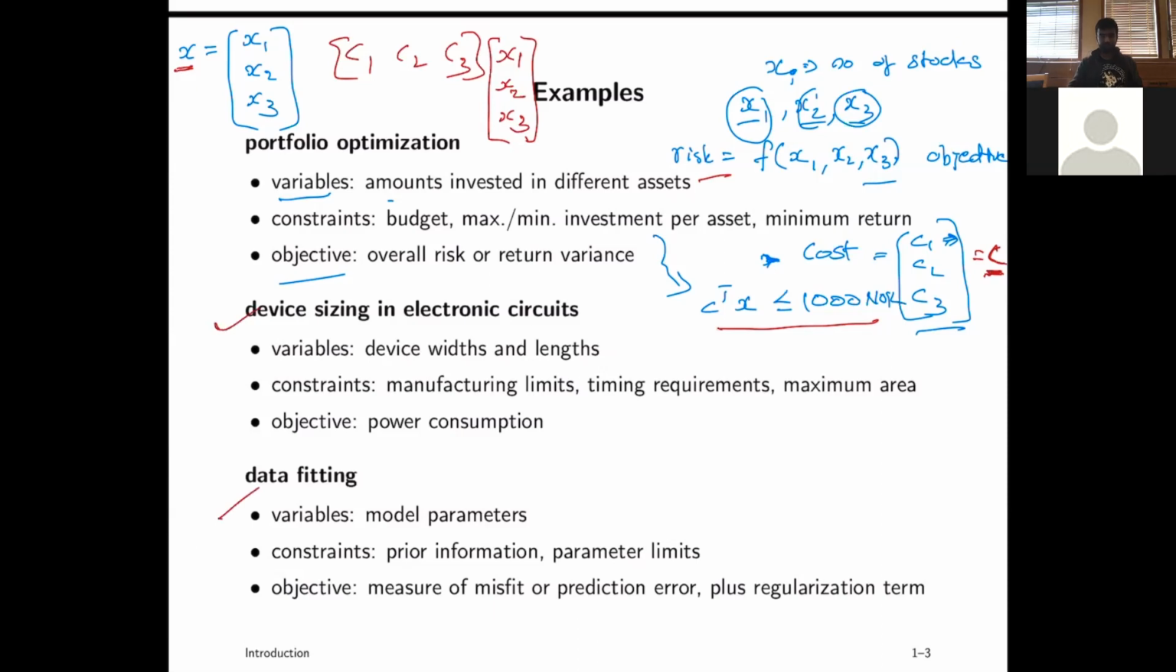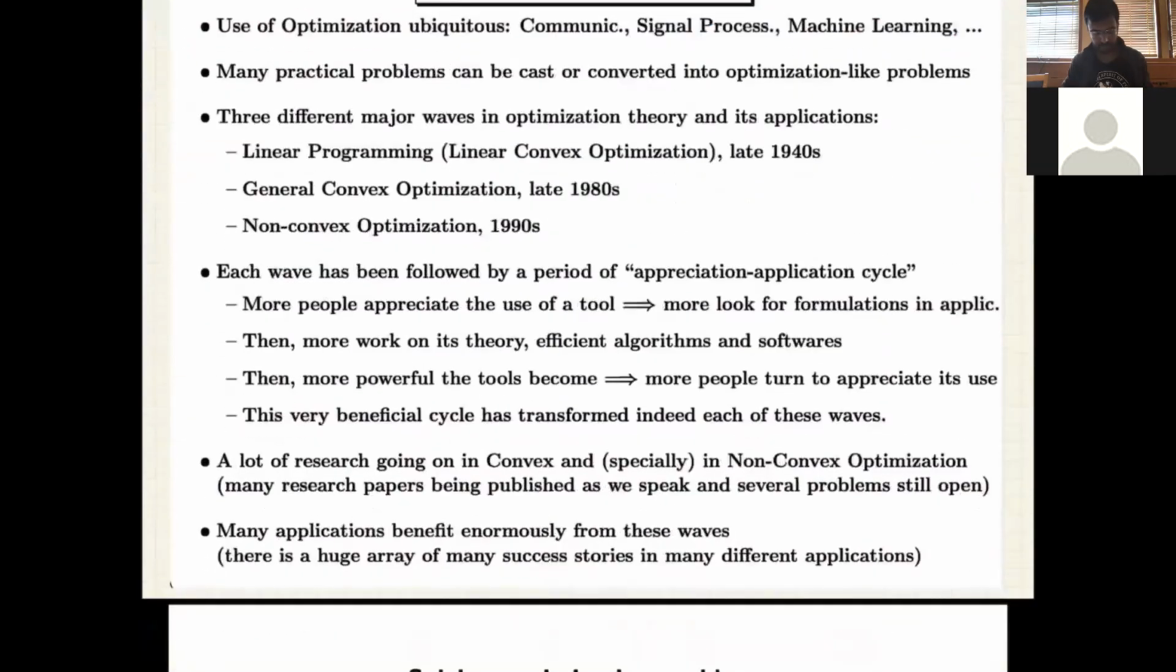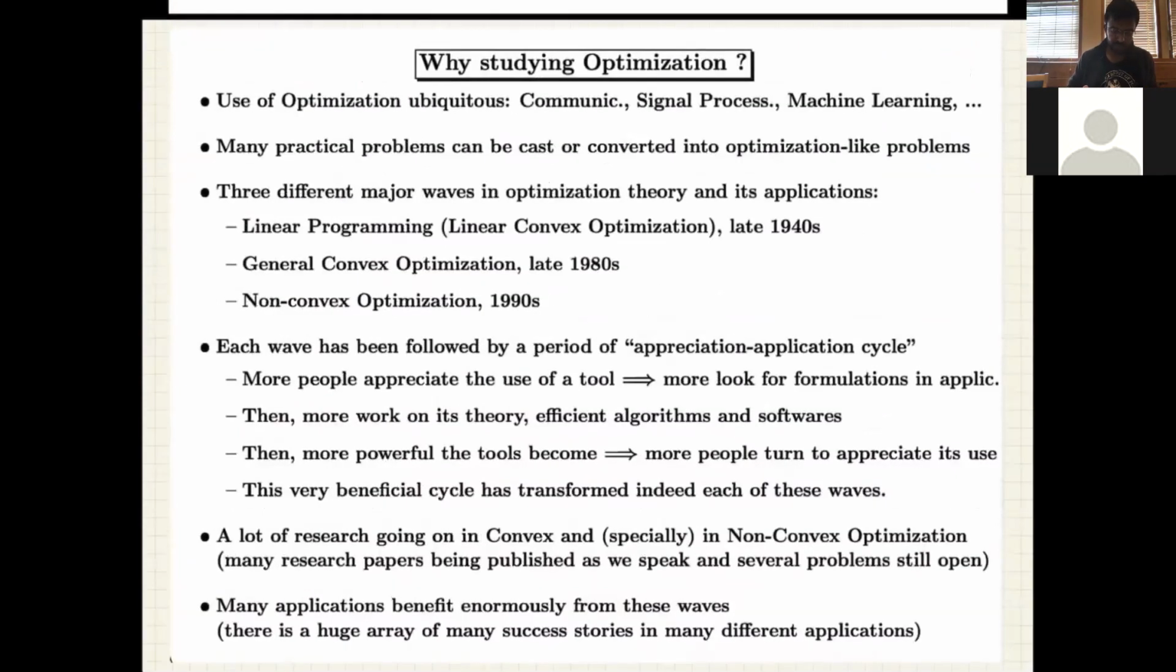You can just read this from any field. So the constraint can be many things. There could be a power constraint, many types of constraint depending on the area you are working on, and an objective function, of course. So why are we studying optimization? Because this has huge applications. This is a very useful tool in many areas.